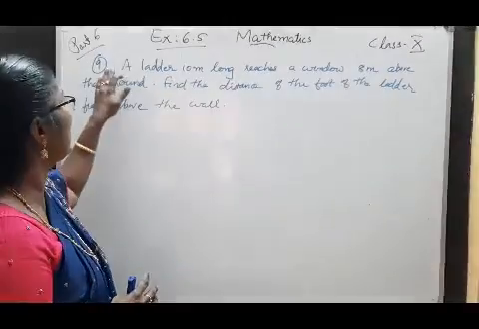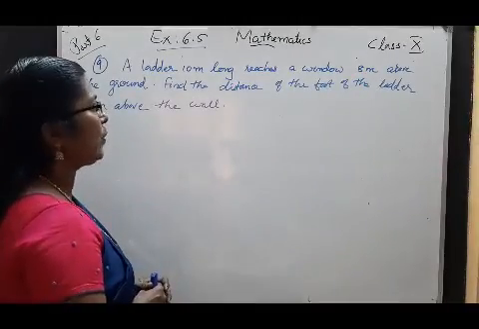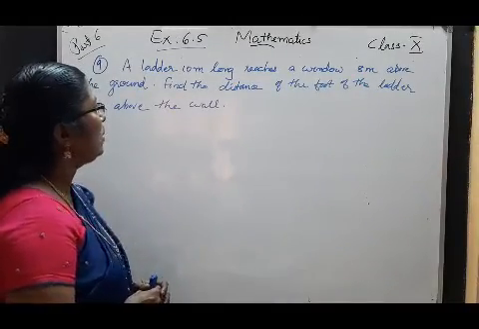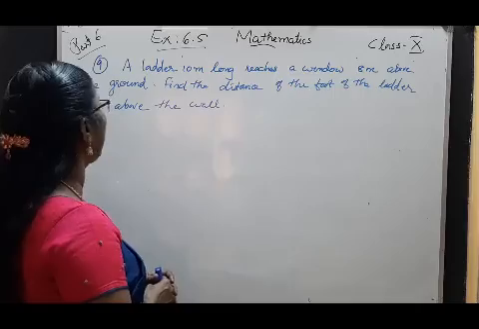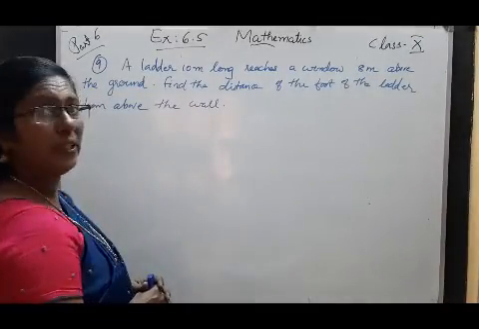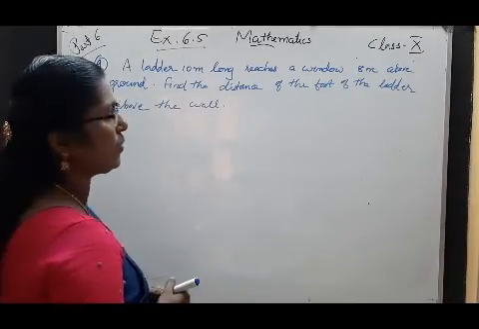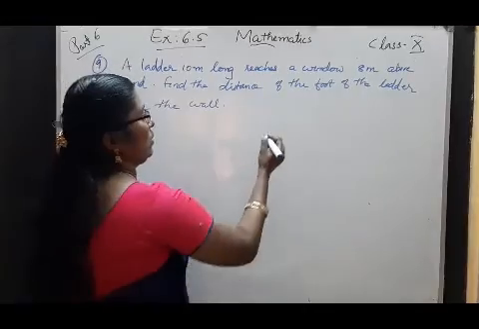Okay. The next question, question number 9. A ladder 10 meter long reaches a window 8 meter above the ground. Find the distance of the foot of the ladder from the wall. I repeat the question. A ladder 10 meter long reaches a window 8 meter above the ground.